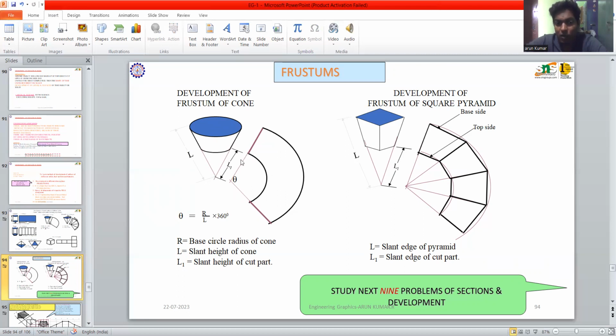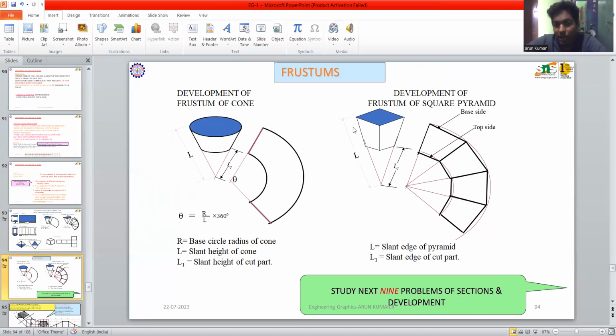So here I have to measure a second curved area using this formula: theta equals R by L into 360 degrees. R is the base circle radius of the cone. L is the slanting height of the cone. L1 is the slanting height of the cutting part. The remaining portion after the cutting part is called the frustum.